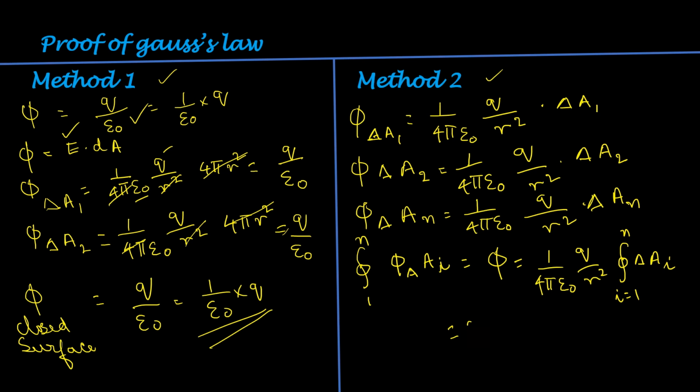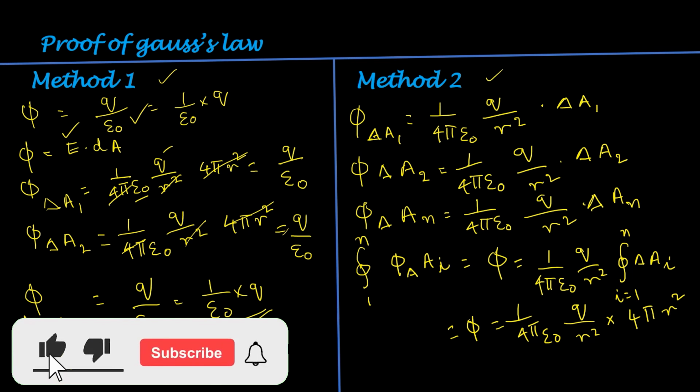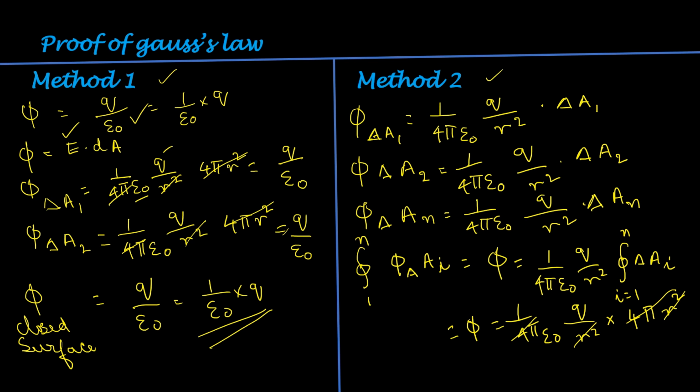Okay. So it becomes phi for closed surface, that is electric flux, is equal to 1 by 4 pi epsilon naught Q by R square into 4 pi R square for the whole sphere. This 4 pi R square, this R square and 4 pi all get cancelled, and what remains is Q by epsilon naught. So phi for closed surface is equal to Q by epsilon naught, which is again equal to 1 by epsilon naught into Q. That is what Gauss law says. So we have proved Gauss law by the second method also.